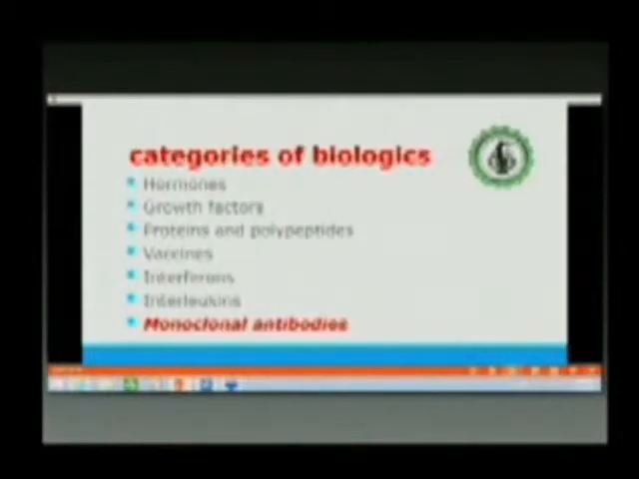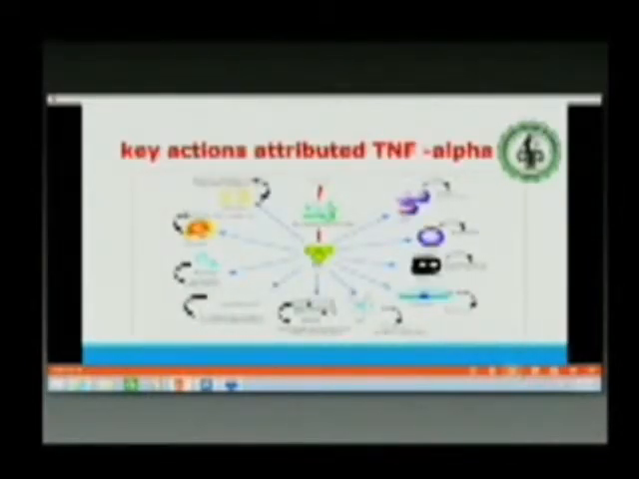Now, categories of your biologics will include hormones, growth factors, vaccines, and proteins. But what I'd want you to look at would be monoclonal antibodies, because these are the things that we use in inflammatory bowel disease. When you think of IBD, for example, why does it occur? What we would usually tell you is that you have a genetically susceptible host, and now he is exposed to the environment, could be bacteria, and somehow you have a dysregulated immune system that happens.